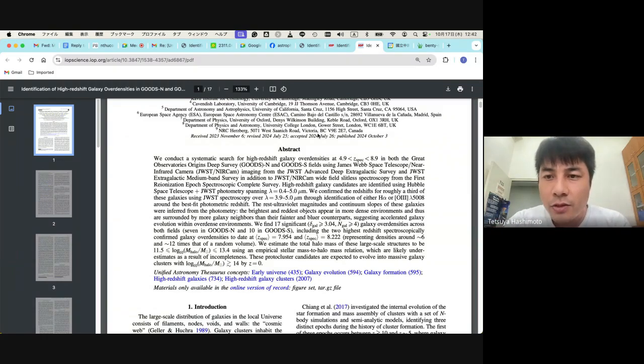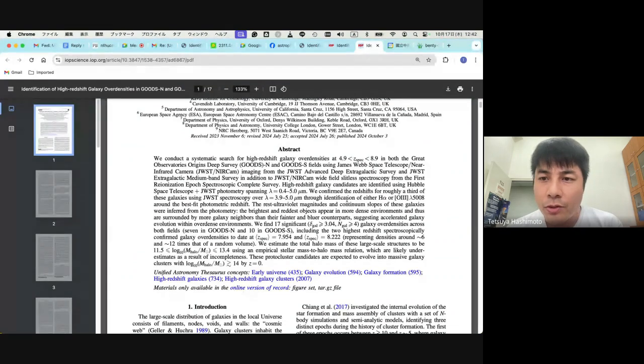In this work, they try to find over-density regions of galaxies at redshift between about 5 and 9 using JWST data. I don't know for sure, but they probably confirmed one of the highest, or the highest, redshift over-density regions, which is more than redshift 8.